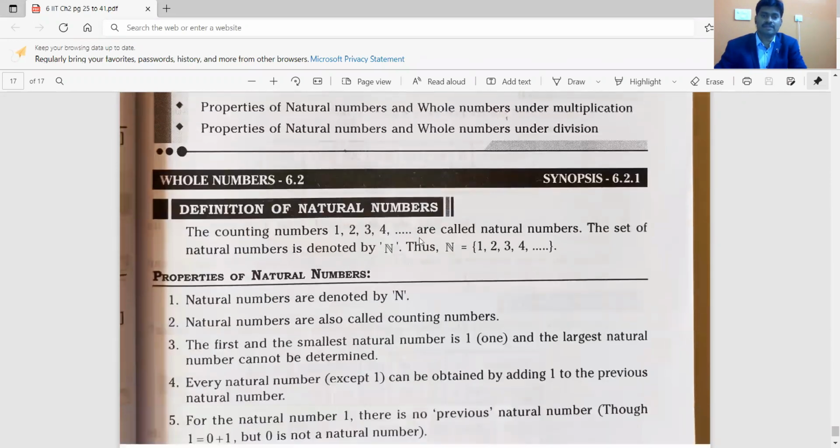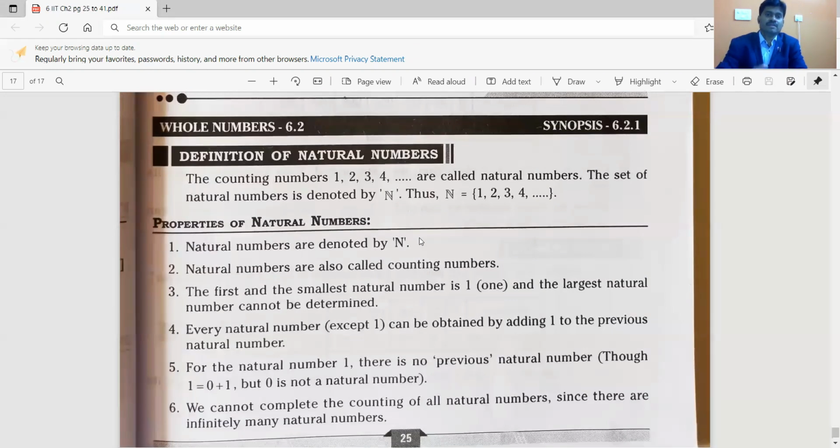So here, definition of a natural number. Generally, we can say the natural numbers like 1, 2, 3, 4 are counting numbers. From our childhood onwards, we are learning all these numbers. Counting numbers are said to be natural numbers. Natural numbers are denoted by the letter N. The smallest natural number is 1 and the biggest natural number we don't know.